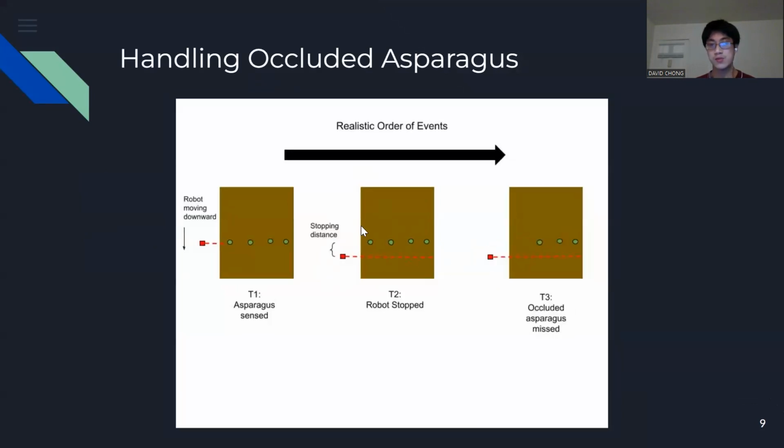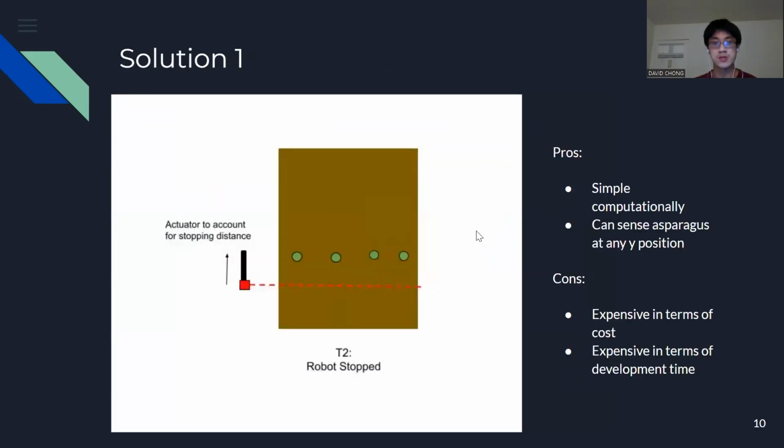However, the problem with that was we forgot to account for the stopping distance, which means that after asparagus is sensed, the laser sensor will move past the row of sensed asparagus when the vehicle stops. And even if we harvest the initially sensed asparagus, the laser sensor is now out of line and can't sense these occluded asparagus. So we brainstormed a couple of solutions.